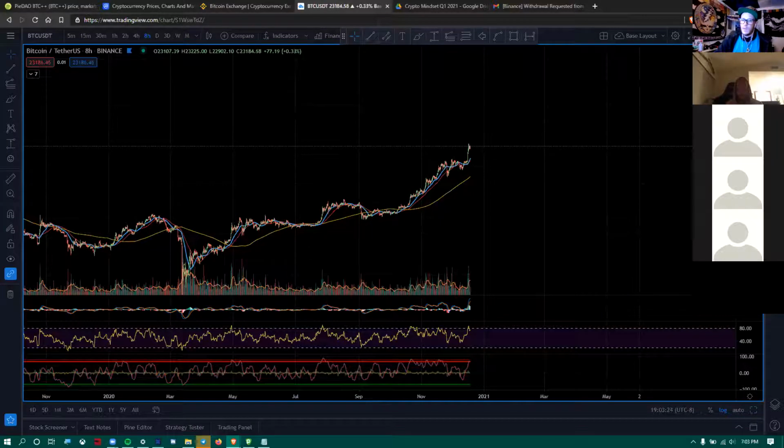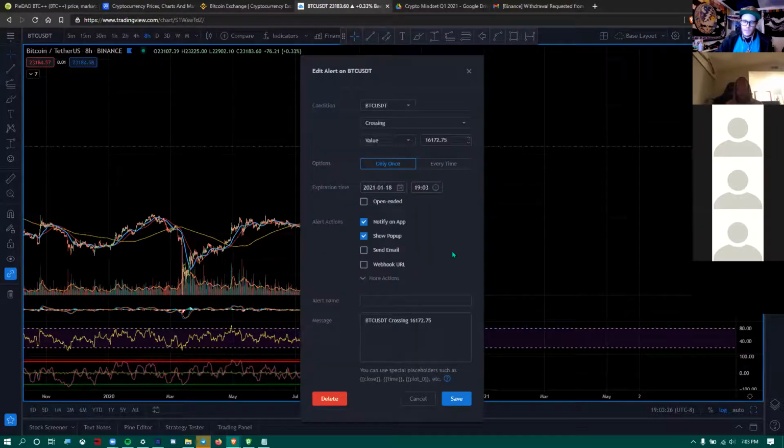I don't know why it doesn't come up, but you double click on it, and then you can type in right here your message. So if BTC crossing that is my sell trigger on Binance, I'll put sell trigger. Or if it's crossing my first target, I'll put target 1 hit. And then you can do send to email, show pop-up, notify on app.